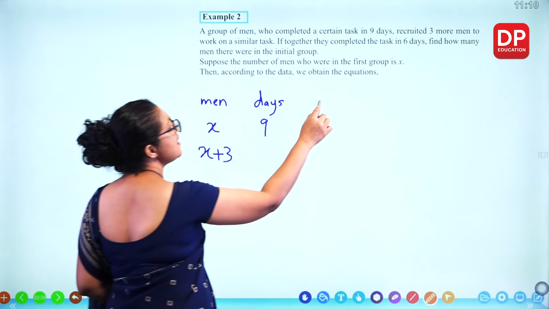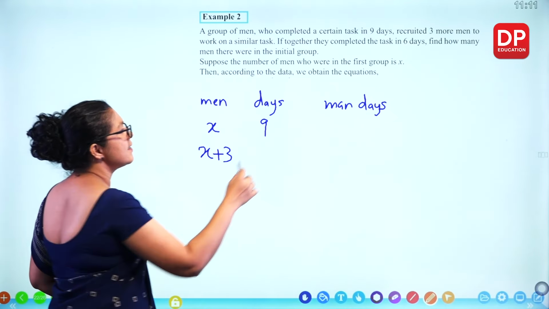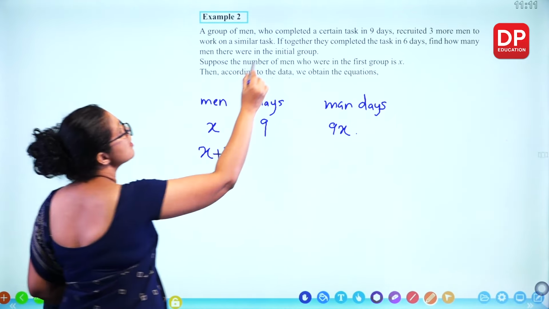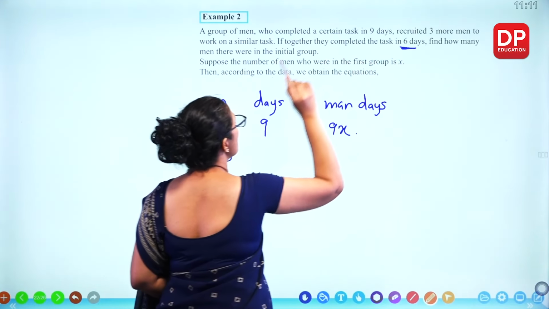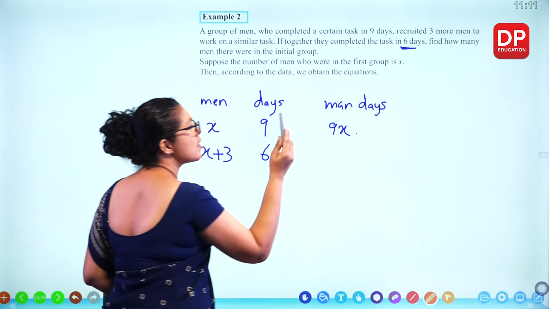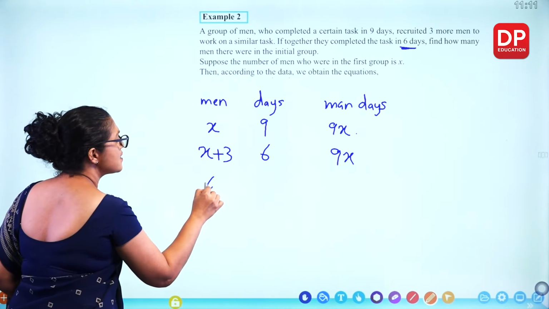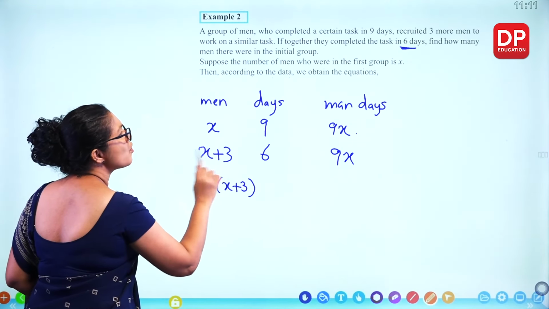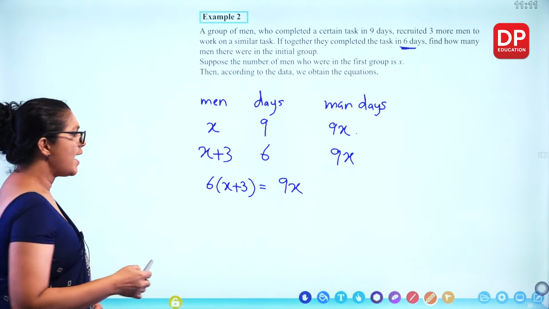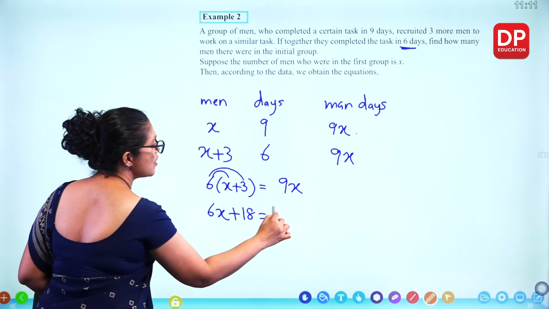So here, how many man days are there? x men for 9 days. This should be 9x. So they want to complete together within 6 days now. So together this is 6 days. But we know the man days to complete this task is 9x. So we can form an equation. 6 into x plus 3 is the total number of man days. That's equal to 9x. Now we'll try to solve for x. So 6 times x, 6x, 6 times 3, 18 is equal to 9x.